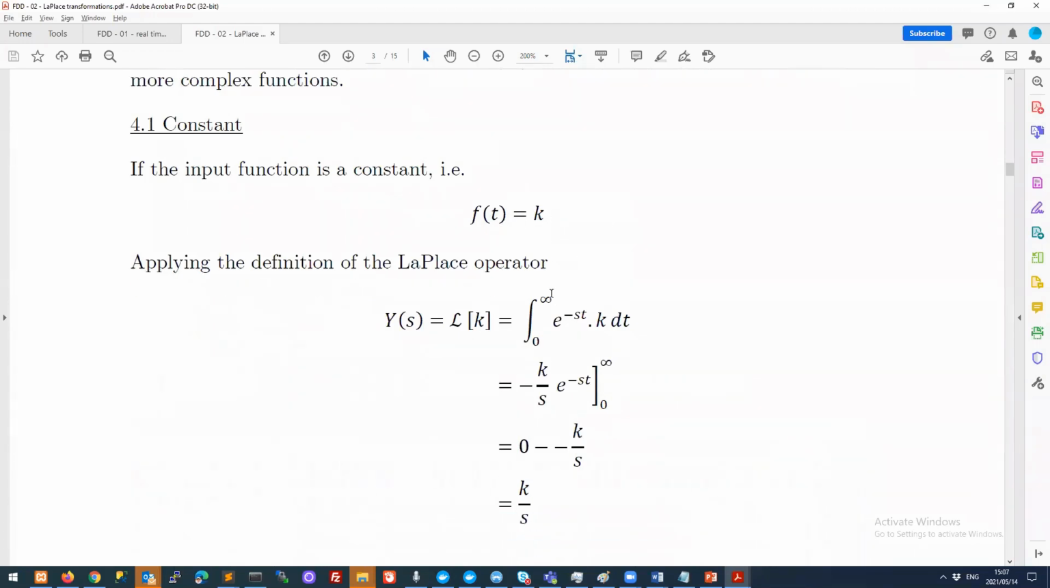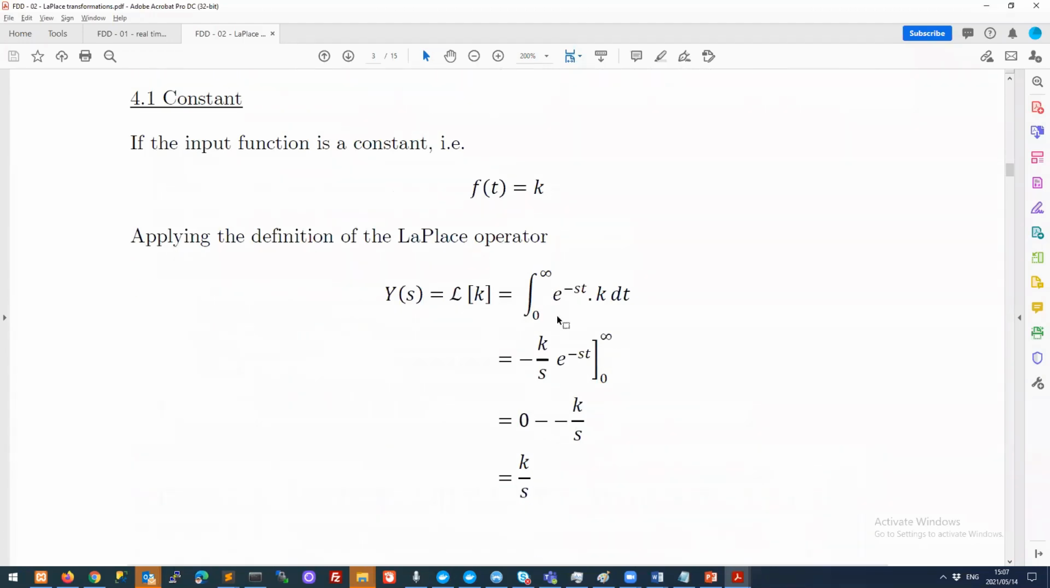If f is just a constant, then the Laplace transform of the constant, of course, is like that. And then if you integrate this, this is integrating in time. So s is a constant, so this becomes minus 1 over s e to the minus st. And so this k you can also take out as a constant. So k over s e to the minus st, and your limits, of course, 0 to infinity.